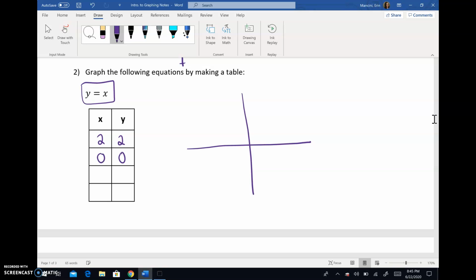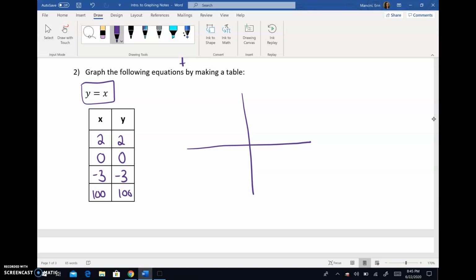If y is 0, then x would be 0. If y is negative 3, it's equal to x, so x is also negative 3. So the rule just says your y values and your x values are equal. It could even be like 100 and 100 if you wanted it to be.